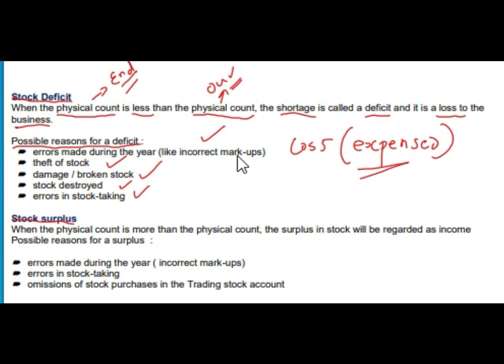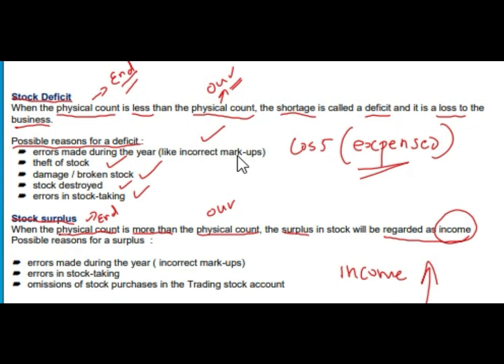And then let's take a look at trading stock surplus. It's when the physical count, meaning at the end of the financial year, is more than our book count. Then the surplus in stock will be regarded as an income. And we know that whenever we have an income in the business, then we are making money. It's an inflow in the business.